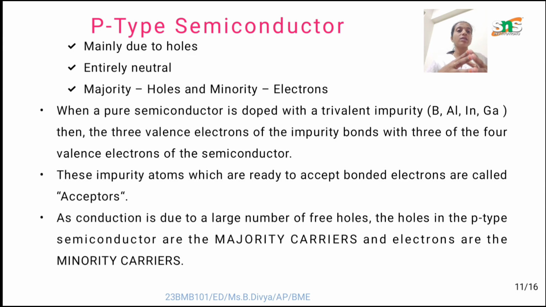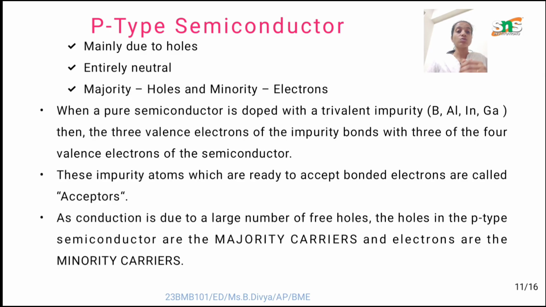When a pure semiconductor is doped with trivalent impurities, the 3 valence electrons of the impurity bond with 3 of the 4 valence electrons of the semiconductor. These 3 valence electrons are bonded with the 4 electrons, which together form the semiconductor material. These impurity atoms, which are ready to accept bonded electrons, are called acceptors.